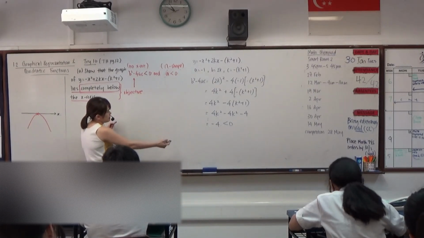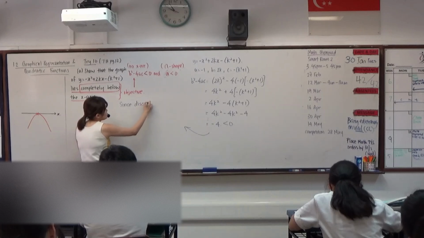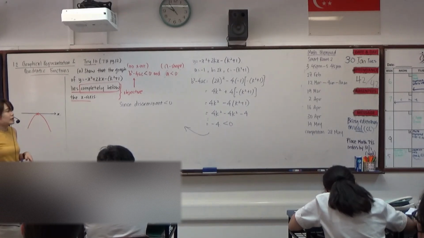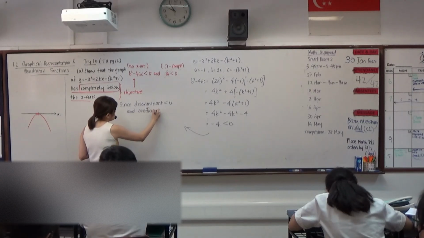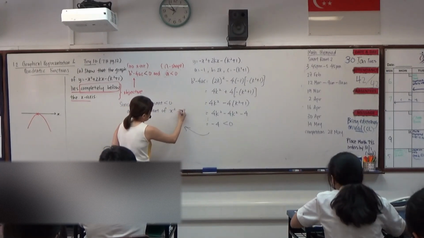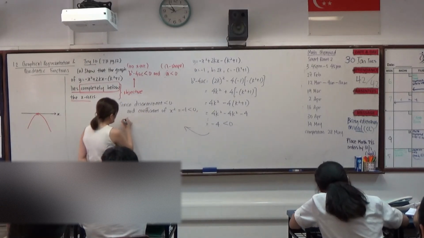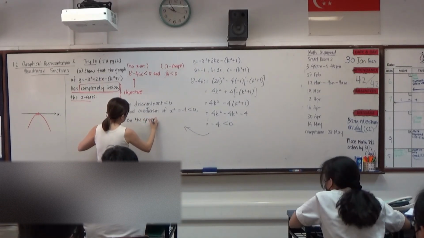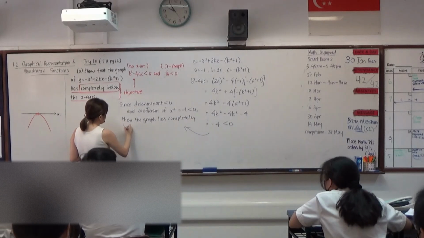But in our concluding statement, if I were to continue my working here, I cannot just say that the discriminant is less than 0, and hence the graph lies completely below. I must also say that the coefficient of x squared is negative, which is negative 1. If you want to be clear, write it this way. Then the graph lies completely below the x-axis.